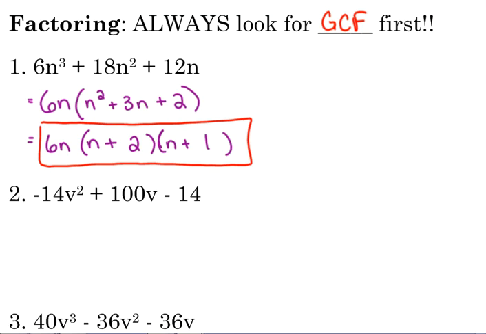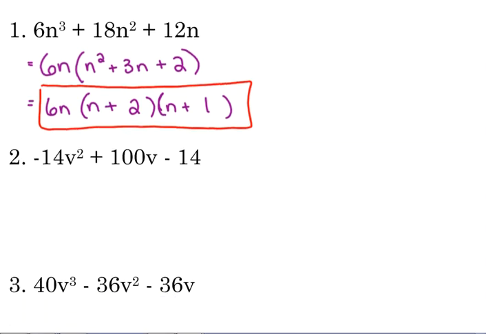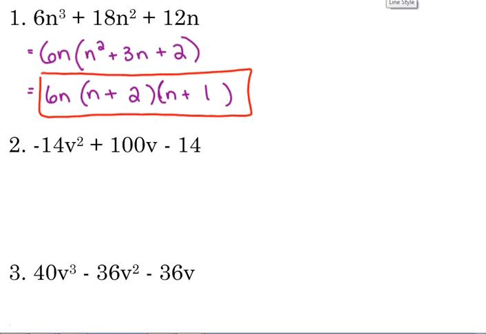Okay, let's look at number 2. What did those three terms have in common? It's not 14, right? 2, they are all even. Okay, so we can take out a 2. The only other thing that I would ask myself, the other factor of 14 is 7, but 100 is not divisible by 7, so it is 2.